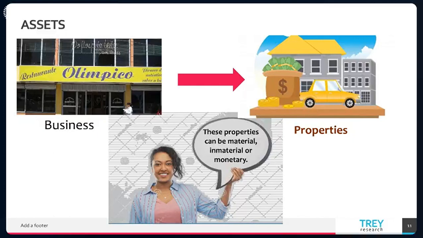Assets. Here you have in a picture a restaurant. This is a business. Now, the restaurant owners or partners, they have bought different properties. Now, these properties that could be material, immaterial, or monetary are what we call assets. Can you tell me what is the name of assets in Spanish? Think about it. Let's go to the next slide.